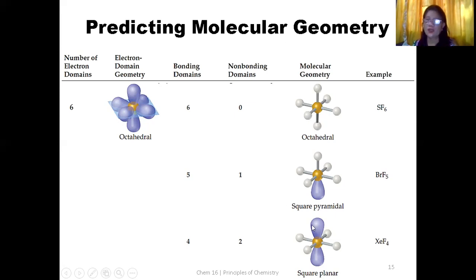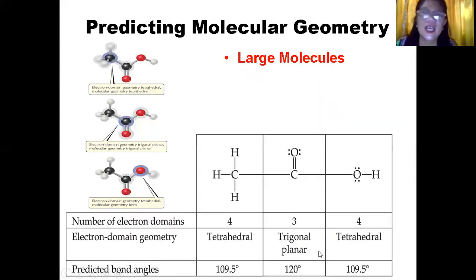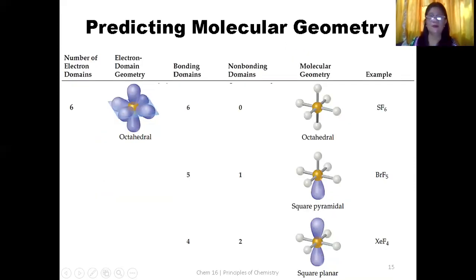For BrF5, it is a square pyramidal. Okay, square pyramidal in a way that how many bonding domains? That is 1, 2, 3, 4, 5. Okay, naa siya lone pair. So naa siya usa ka non-bonding domain. And the xenon tetrafluoride, there will be 4 bonding domains. That's 1, 2, 3, 4. Then we have a non-bonding domain kay naa siya duha ka lone pair, 1, 2. Okay. So that is the molecular geometry now of your octahedral.